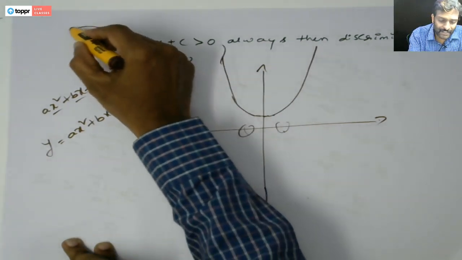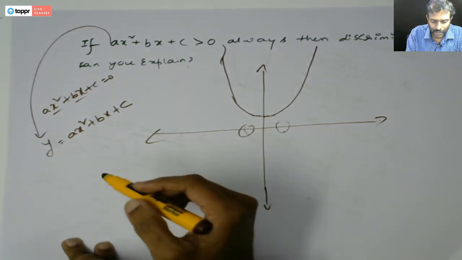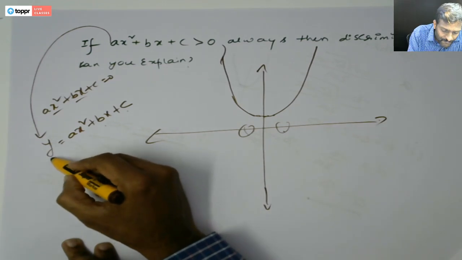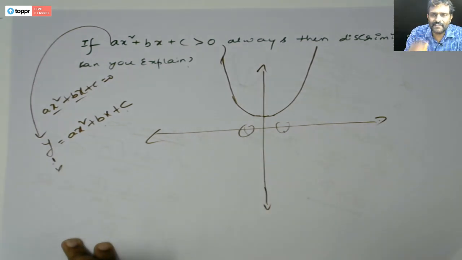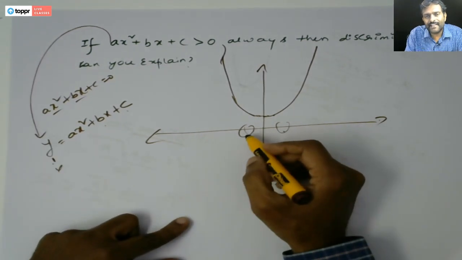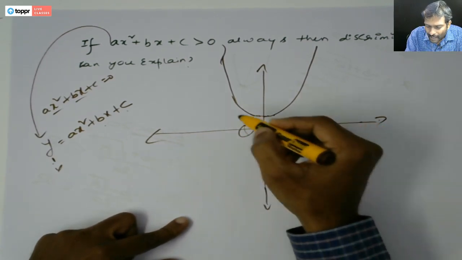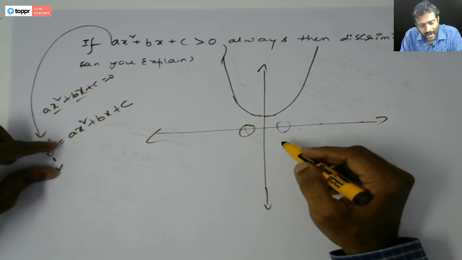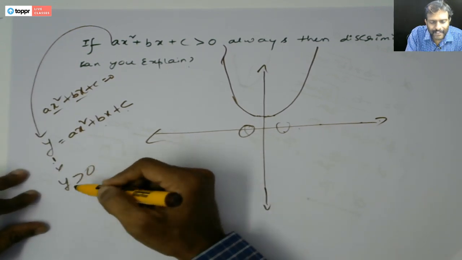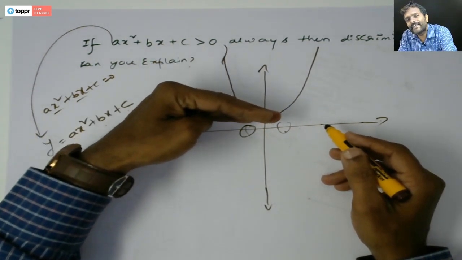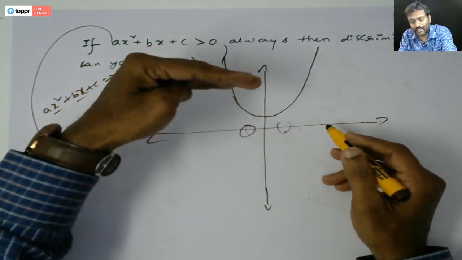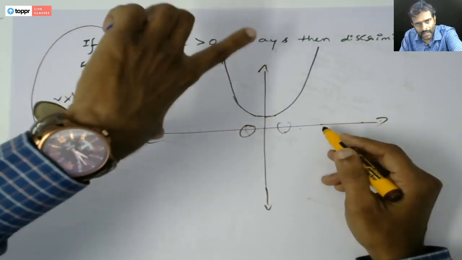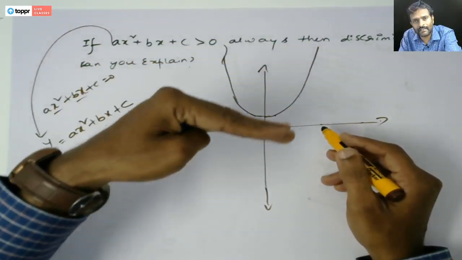See, I'm treating this as a function, y is equal to ax square plus bx plus c. If I say this is equal to 0, I'm saying y is equal to 0. Where is y 0? If my point is on the x-axis, right? And if y is not 0, I'm saying y is always greater than 0. That means you are never coming towards the x-axis. You are never touching the x-axis. You are hovering above the x-axis, always not touching it.